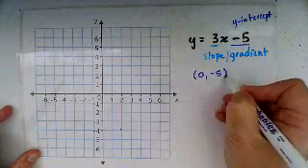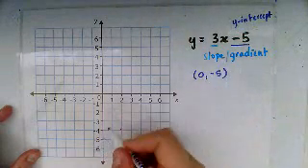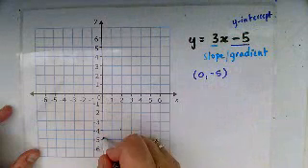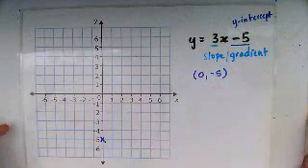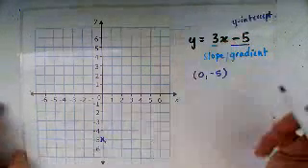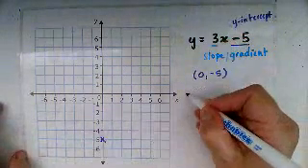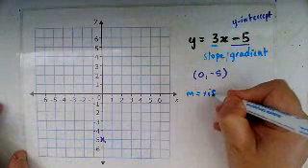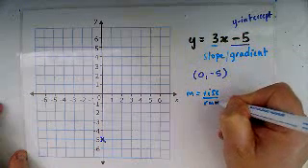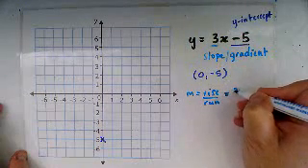So just by looking at the equation I can identify one point to plot, and that would be 0, negative 5, because the y-intercept is when x is 0 and y is negative 5. I can then look at the slope and see that the slope, remember, m equals rise over run, and in this case it equals 3.